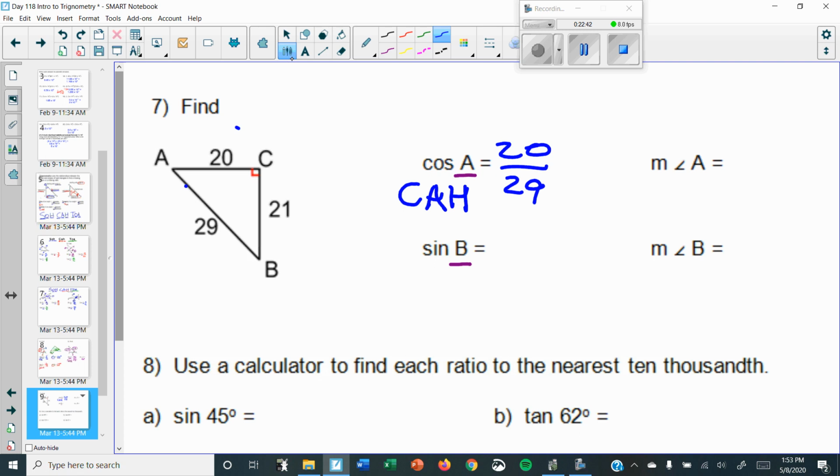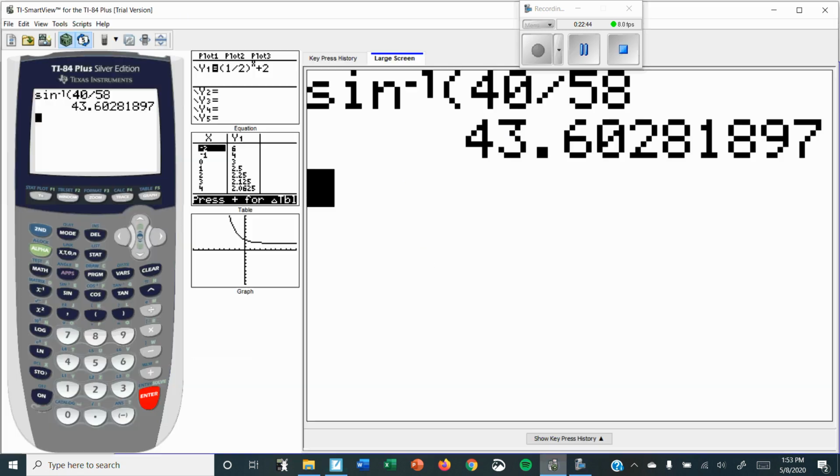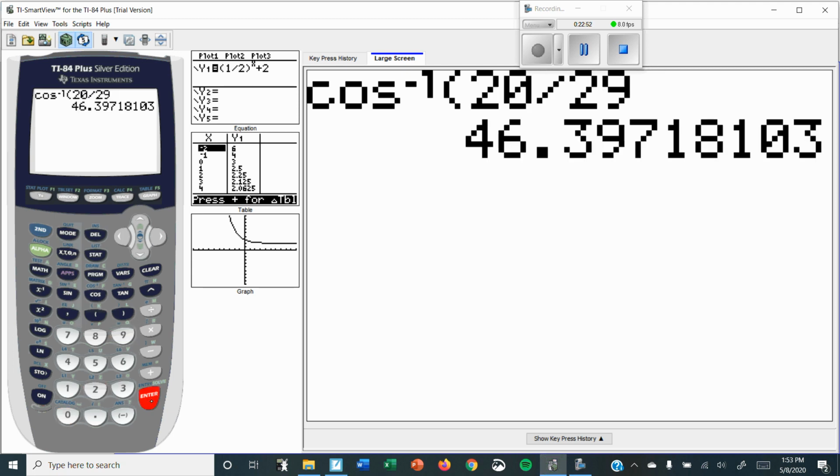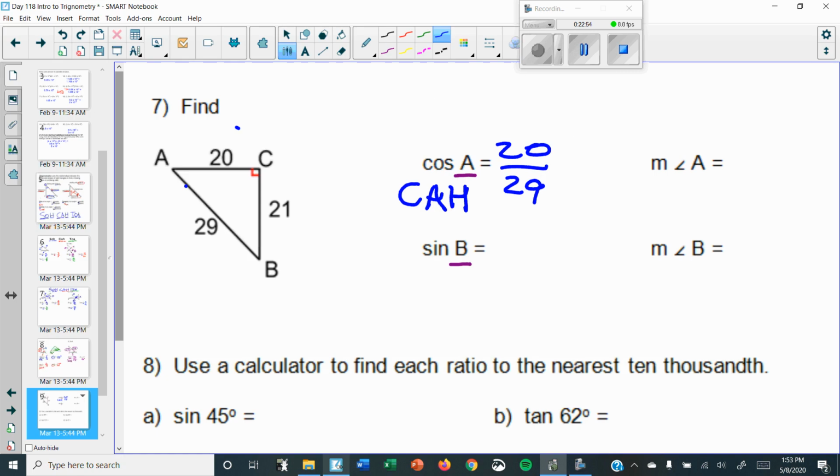Okay, so now we want cosine. So go to your calculator, type in second cosine 20 over 29. And you get 46 degrees, and that's what it stays at because it doesn't round. 46 degrees. Okay, now we got to relabel this.